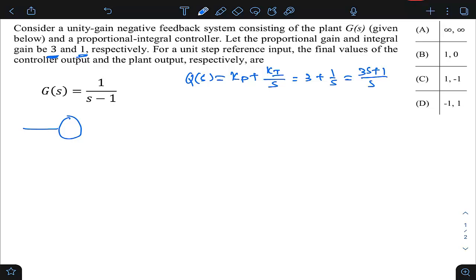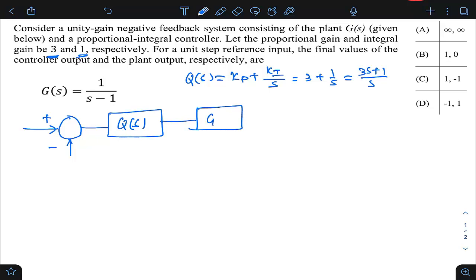So the block diagram is like this. This is your plus and this is your minus. Here you have your Q of S, the PI controller, and then G of S. This is how the actual control system is, right? First the error detector output signal is given to the controller, and it acts on the error signal and generates some command signal to the plant. So this is the standard model.